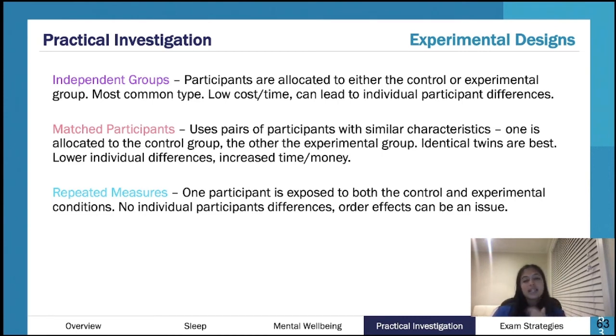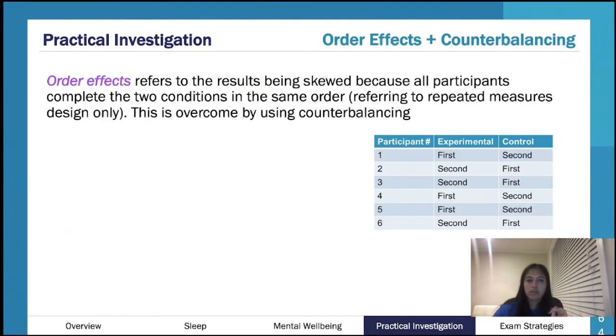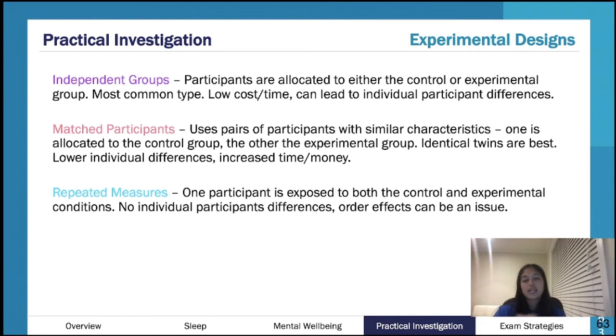Matched participants sort of eliminates those participant differences because you pair individuals up. You might have people from all over Australia and pair them up based on their socioeconomic status, or on their IQ, or maybe education level or something like that. So that's not a variable you have to think about, as you would if you put them in independent groups. Lastly, repeated measures. In terms of participant differences, this is the best one because there are zero.